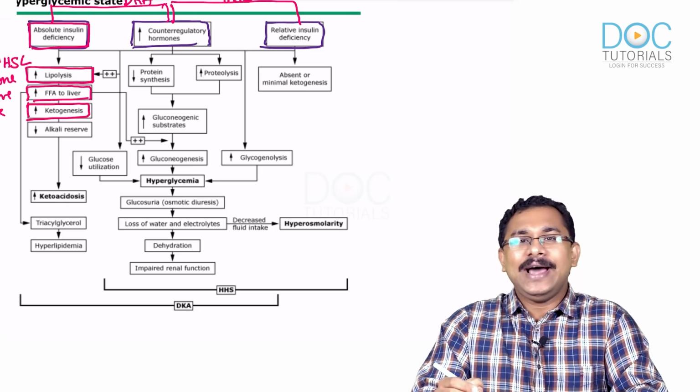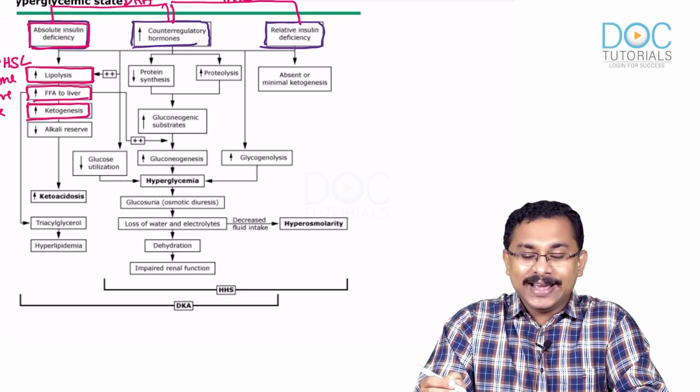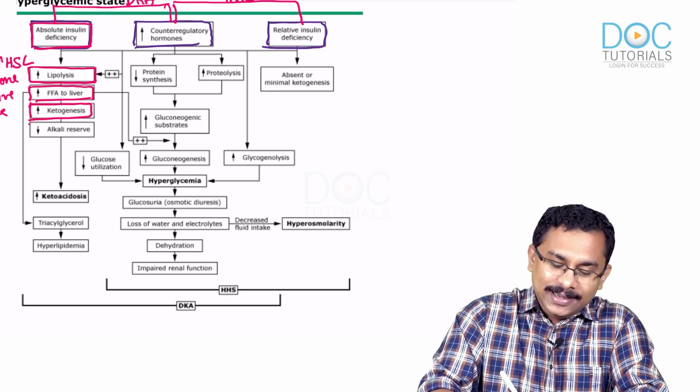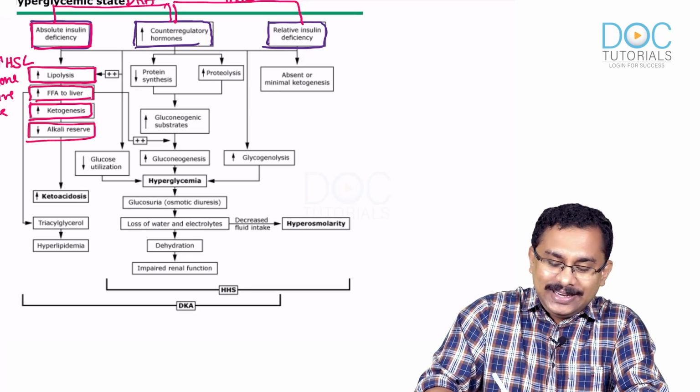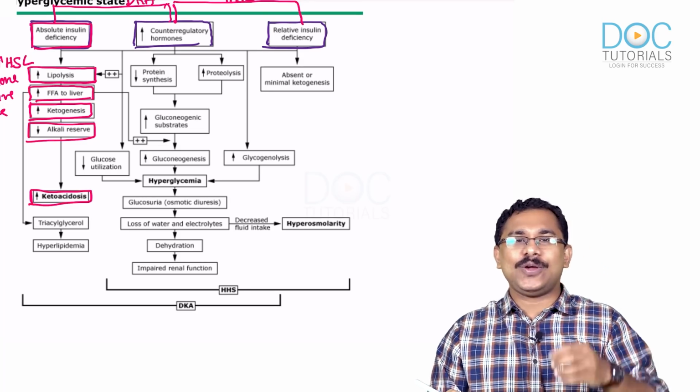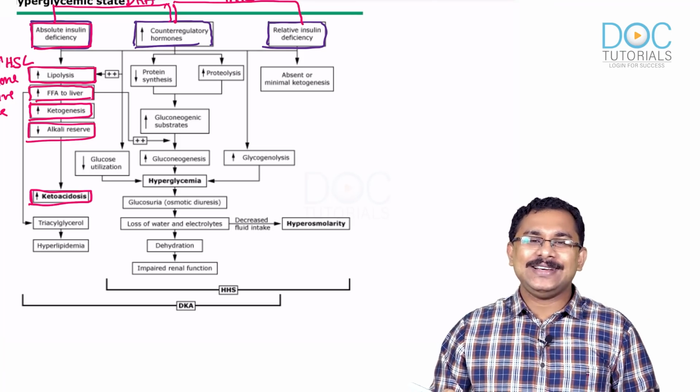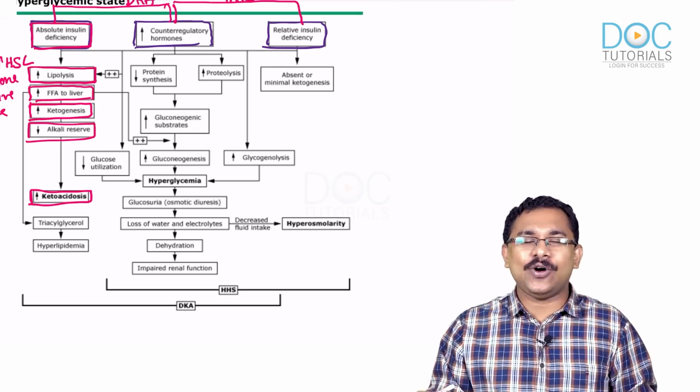Remember, these ketones are actually acidic. Because the ketones are acidic, they will cause ketoacidosis. It will decrease the alkali reserve and produce ketoacidosis. So that is how ketoacidosis occurs.